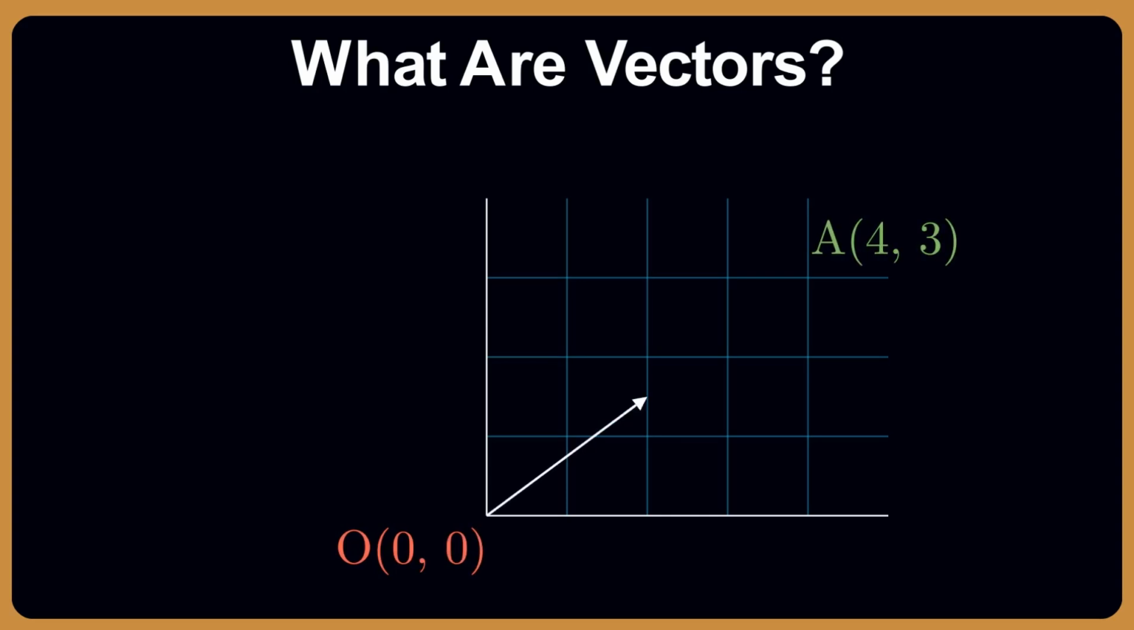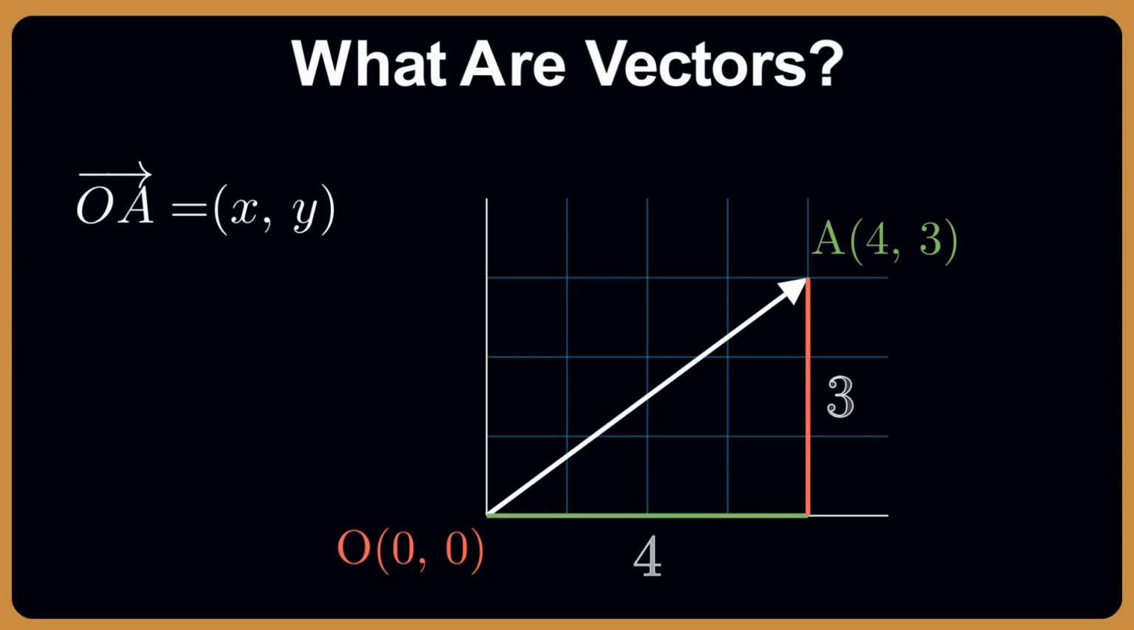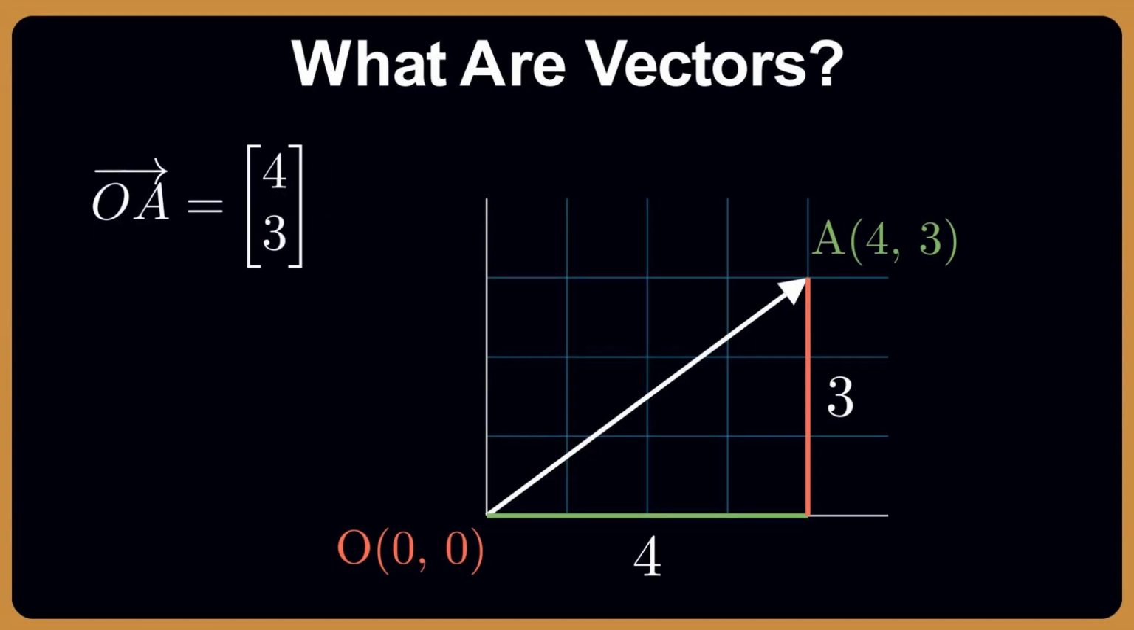Here we have vector OA. We write vectors as (x, y), where x is the horizontal displacement and y is the vertical displacement. For this vector, we can see that x equals 4 and y equals 3, so we can write OA equals (4, 3). We can also write it as a column vector, which is simply a 1 by 2 matrix.